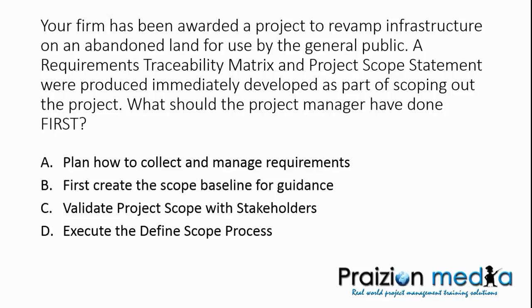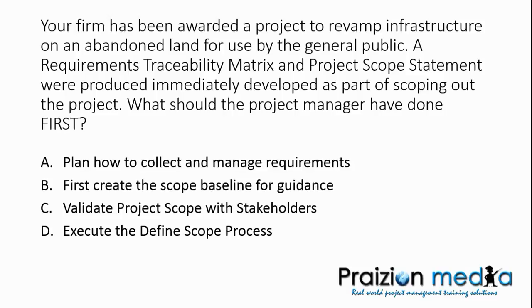So, it says a requirements traceability matrix and project scope statement were produced immediately, but this is not asking what you should do next. It's saying, what should the project manager have done first? In other words, what should you have done before the requirements traceability matrix and project scope statement? So it's a very basic question, but you could easily miss it if you miss the concept. What should you have done first before doing what you are currently doing?